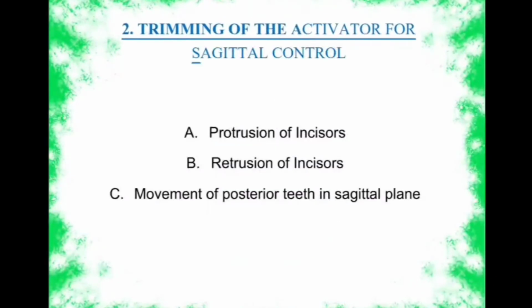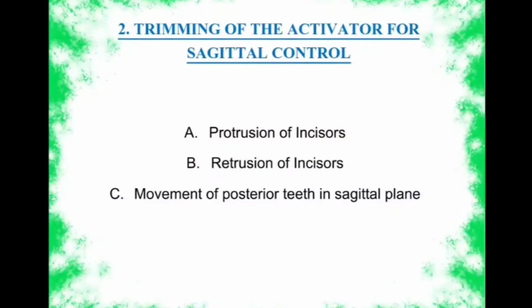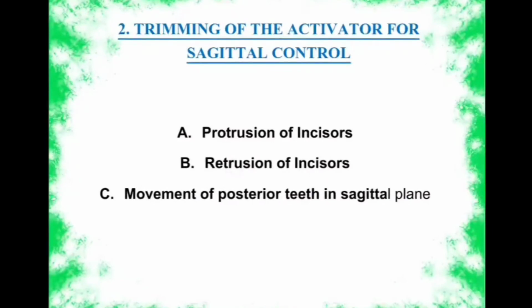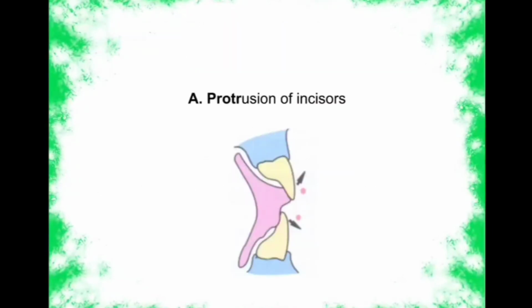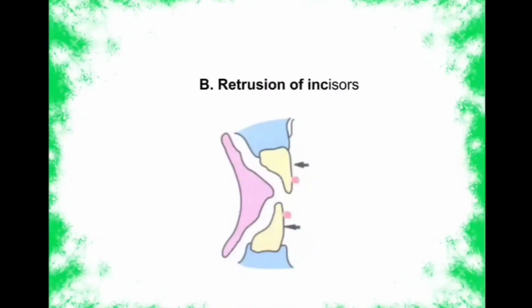And coming to trimming of activator for sagittal control, which means protrusion of incisors, retrusion of incisors and movement of posterior teeth in sagittal plane. Coming to protrusion of incisors, in case the incisors are to be protruded, lingual surface of the teeth is loaded with acrylic and a passio-labial bow is given, that is kept away from the teeth to prevent perioral soft tissues contacting the teeth.